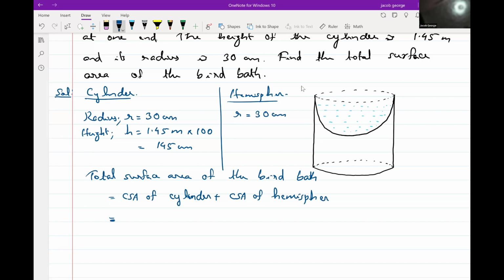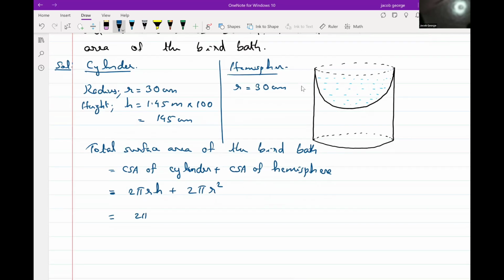CSA of cylinder is 2 pi RH, plus CSA of hemisphere is 2 pi R square. 2 pi RH plus 2 pi R square. We can take 2 pi R outside: 2 pi R into (H plus R).